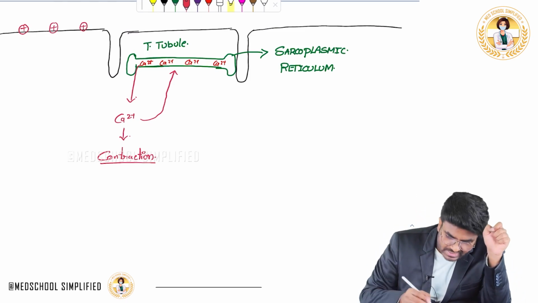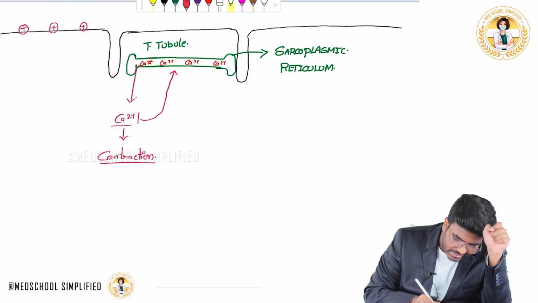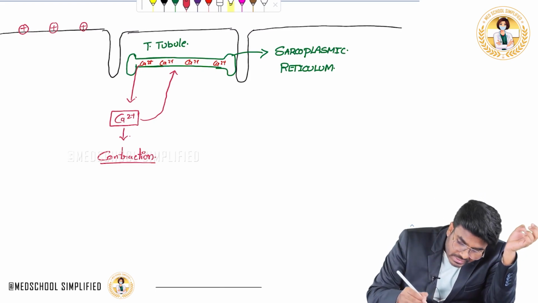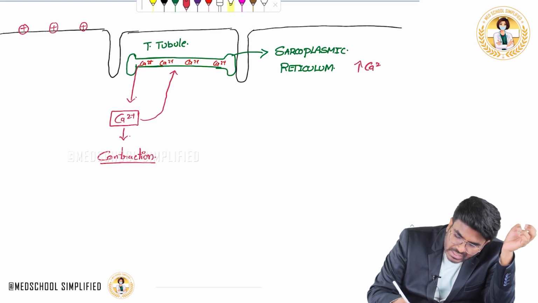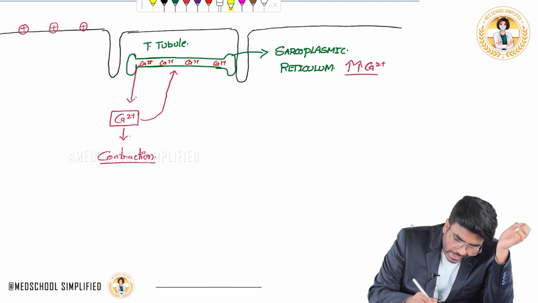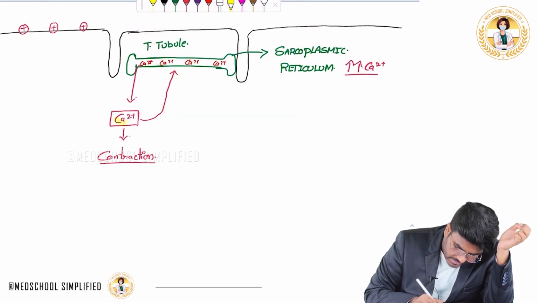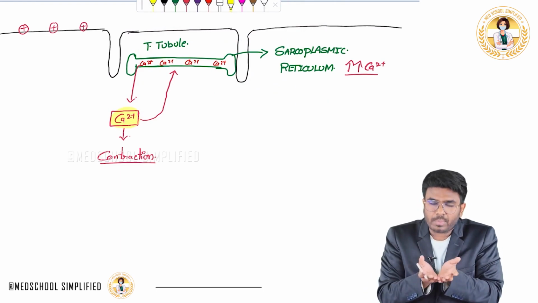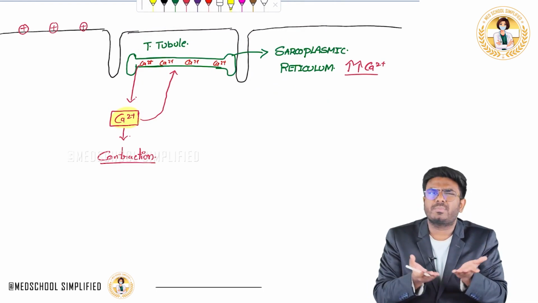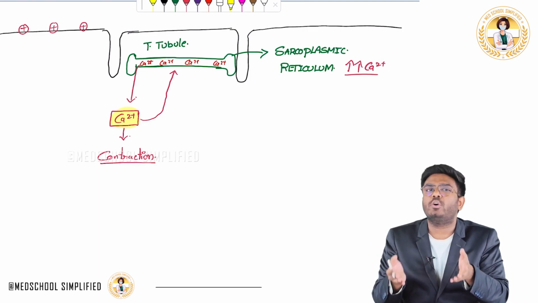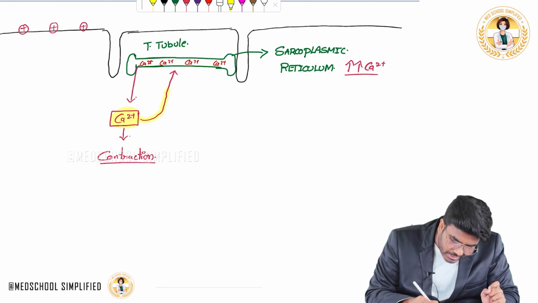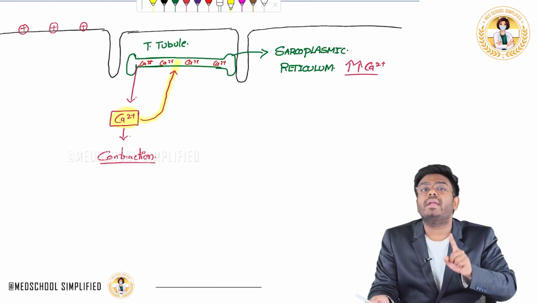I have already taught you, inside the cell the calcium concentration is low. Whatever calcium is released is a little amount. But inside the sarcoplasmic reticulum, the calcium concentration is super high. So now we have to move this calcium from low concentration, that is in the sarcoplasm, into the high concentration. Sarcoplasm and cytoplasm are the same; sarcoplasm is the cytoplasm of the muscle fibers. So this calcium has to move from low concentration into high concentration, back into the sarcoplasmic reticulum.